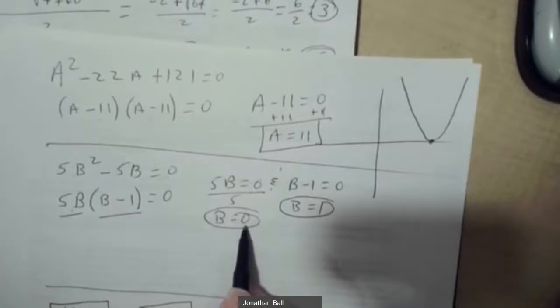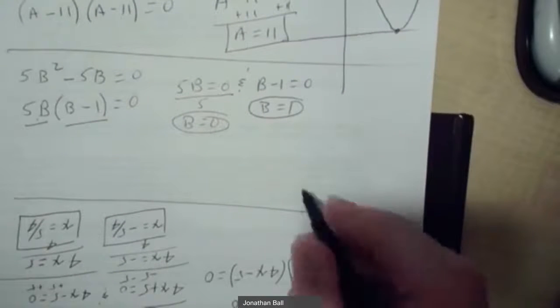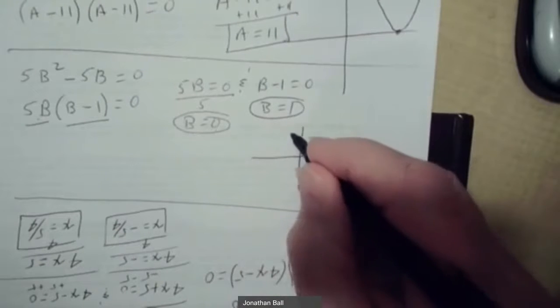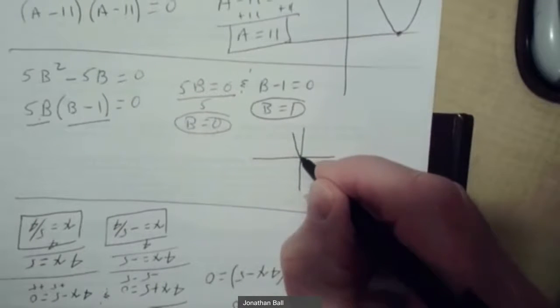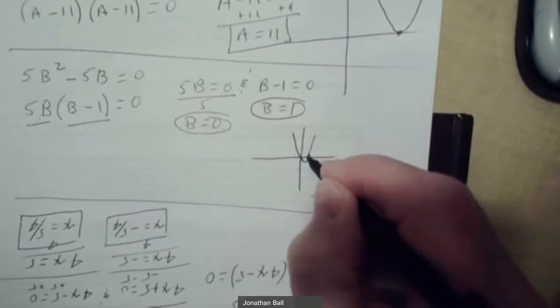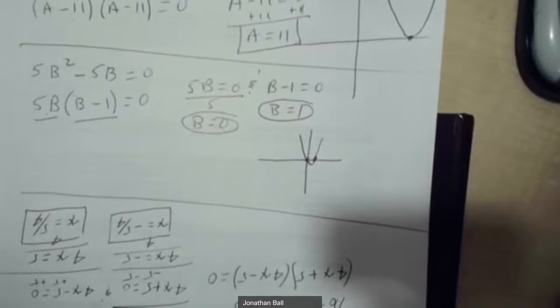Can 0 be one of the roots? Absolutely. What's going to happen here is the parabola is going to come down, cross at 0, and then go right back up at 1. So here and here are our roots. Zeros are solutions. What could be more fun?